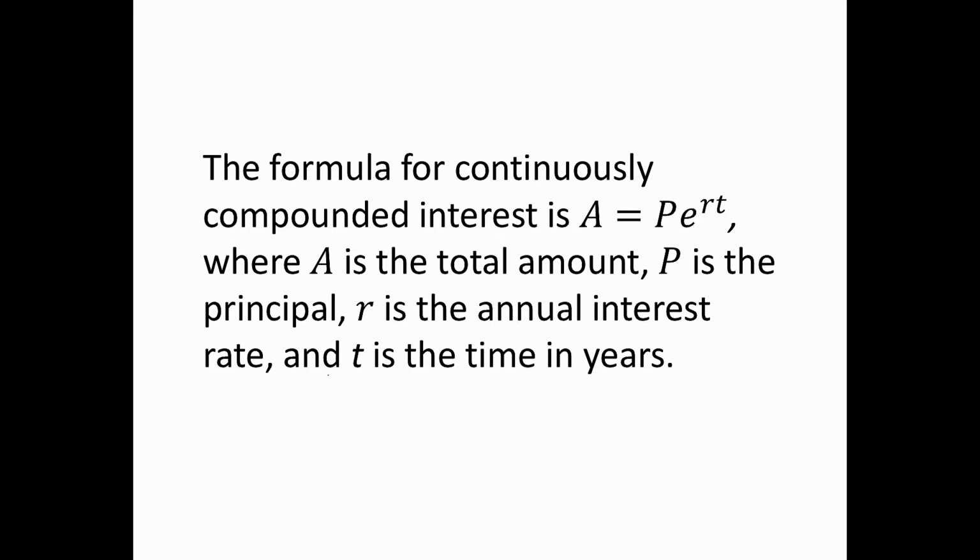All right, this last part is kind of the application of this natural number e. So the formula for continuously compounding interest is A equals P times e to the rt power, where A is the total amount, P is the principal, the starting amount, r is the annual interest rate, and t is the time in years.